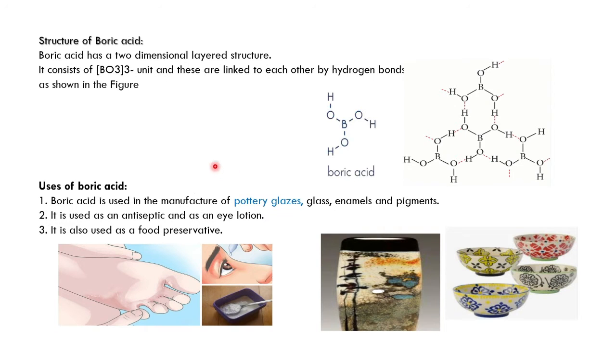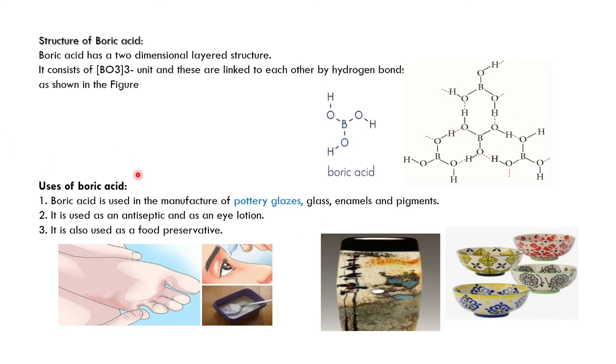Structure of boric acid: it has a 2-dimensional layer structure. It consists of BO3 3- units, and these are linked to each other by hydrogen bonds as shown in this figure. This is the layer structure of boric acid.